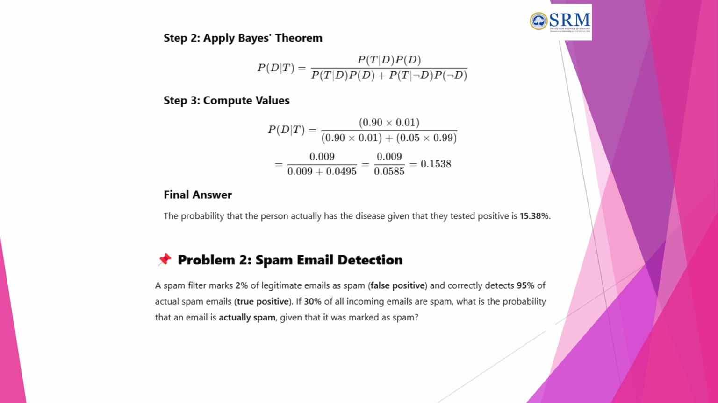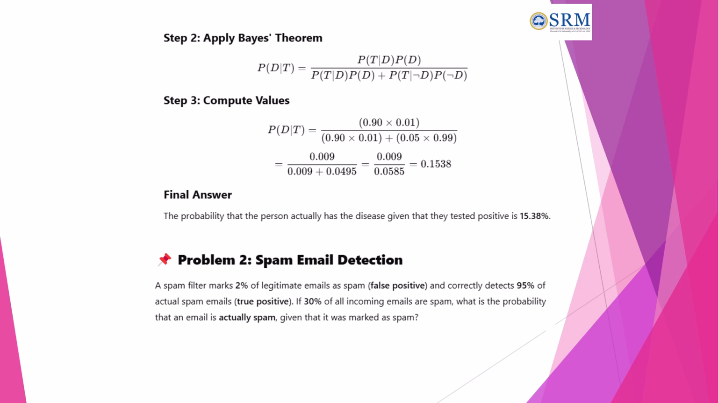To find out the chance that a person really has the disease after testing positive, we use Bayes' theorem. This theorem helps us combine the chance of testing positive if you have the disease, the chance of having the disease in the first place, and the chance of testing positive even if you don't have the disease. We put these numbers into the formula: multiply the chance of testing positive when sick by the chance of being sick, then divide that by the total chance of testing positive, which includes both sick and healthy people. When we calculate it, the answer comes out to about 15%.